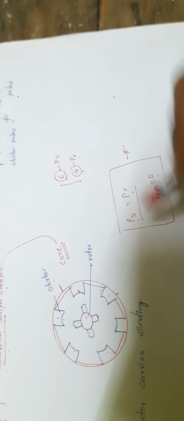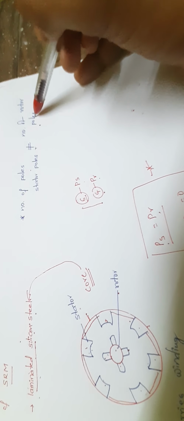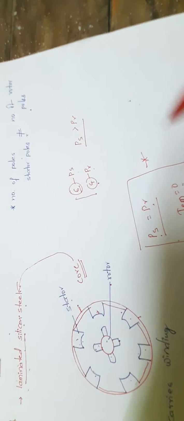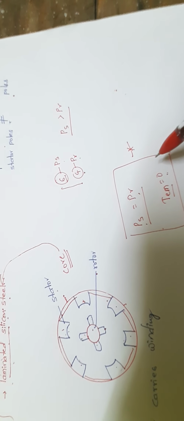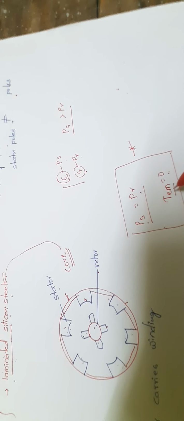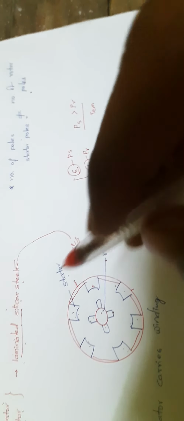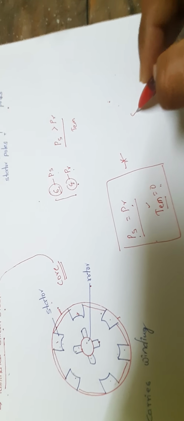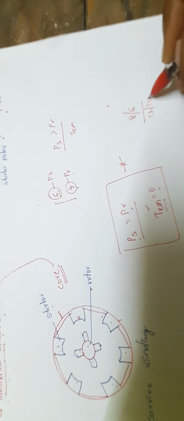So to avoid this, we design the stator number of poles to be unequal to the rotor number of poles. And always we have to design the stator number of poles to be greater than the rotor number of poles to produce the electromagnetic torque. Here we designed only 6 poles and 4 poles. It is also possible to have 8 and 6, or else 12 by 10.